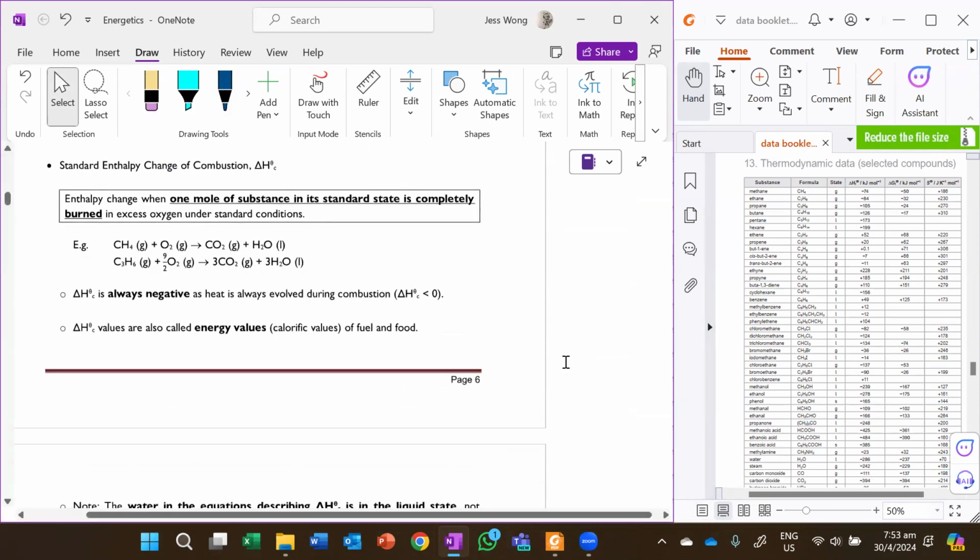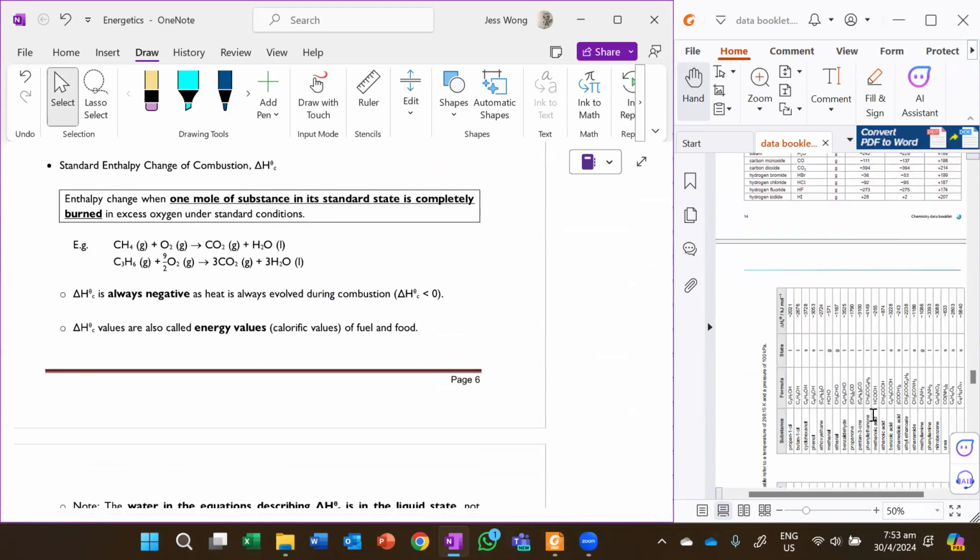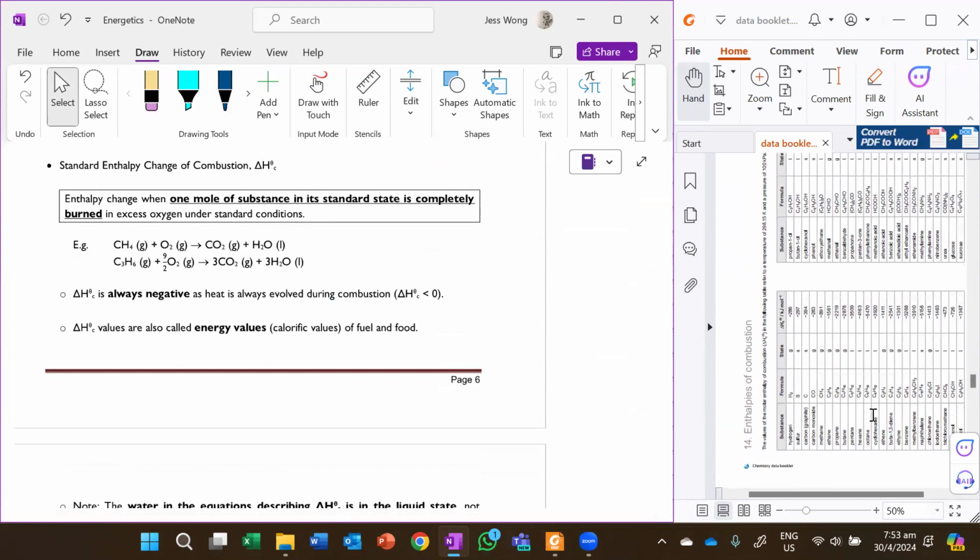Okay, next we have enthalpy change of combustion, which you can see in table 14. So enthalpy change of combustion under standard conditions means burning 1 mole of the substance in the standard state completely in excess oxygen under standard conditions. So the amount of substance to burn must be 1 mole. So as a result, the enthalpy change has a unit of kilojoules per mole.